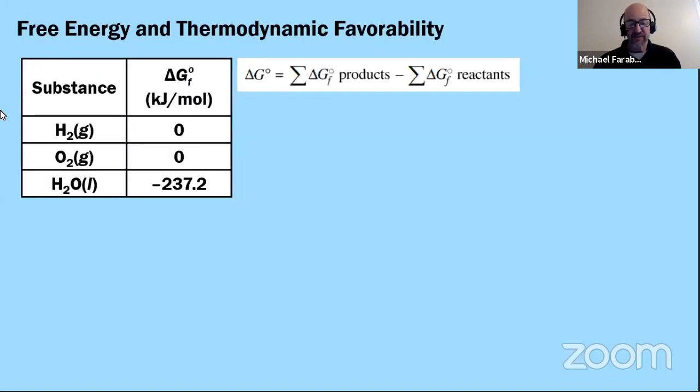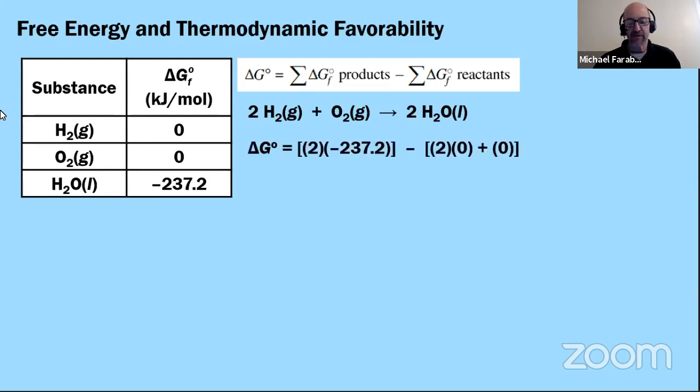All right, so here's some examples of products minus reactants. Notice that the delta G of formation for a pure element is 0, as it was for enthalpy, the enthalpy change of formation. So I have the synthesis of liquid water from the elements hydrogen and oxygen. Products minus reactants gives me a value of negative 474.4 kilojoules per mole of reaction. So what does this negative delta G tell me about the thermodynamic favorability of this synthesis of water?